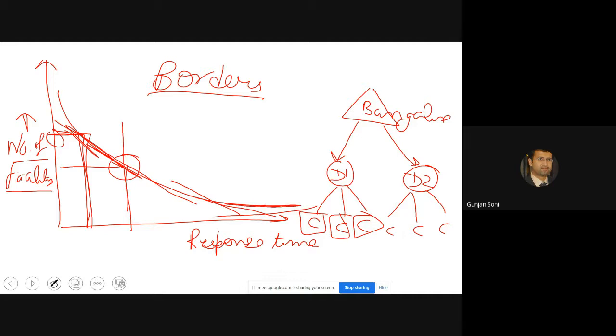So the thing is that the number of facilities which have to be opened, you have to decide in trade-off with the response time. Trade-off means either this or that. So where do you choose? Somewhere in between.